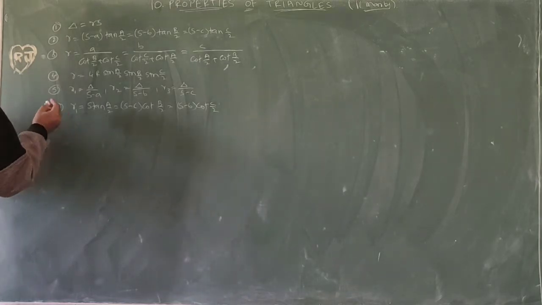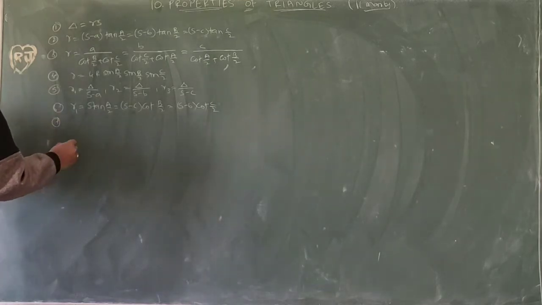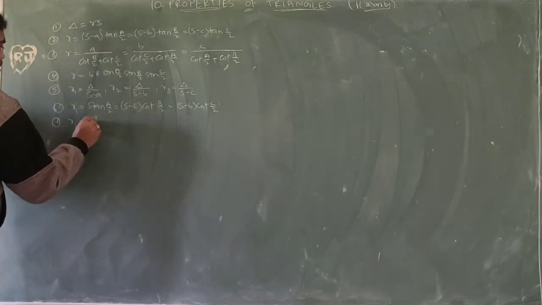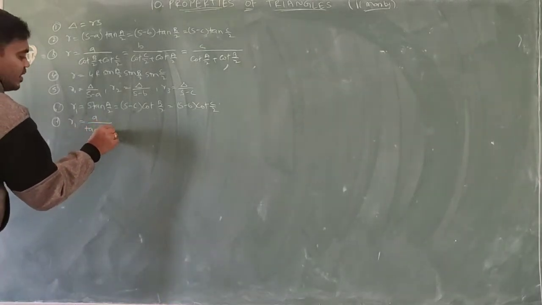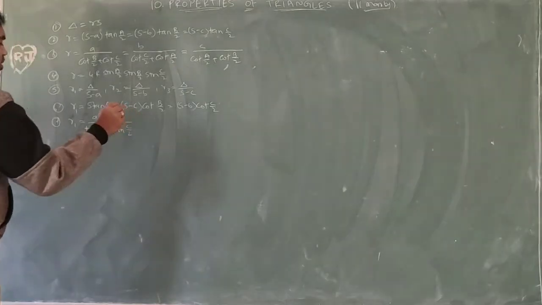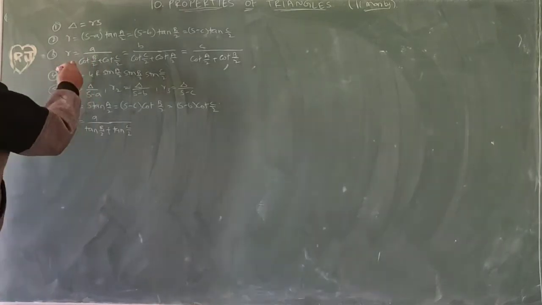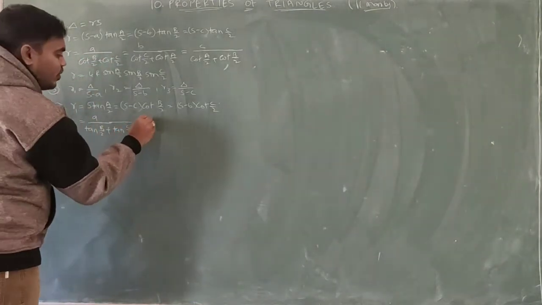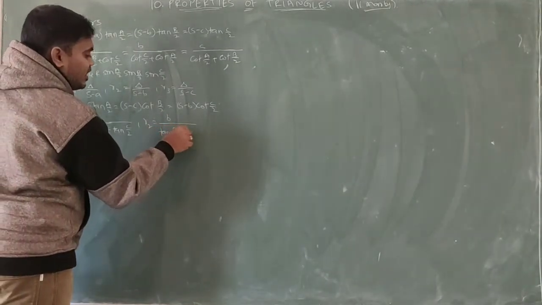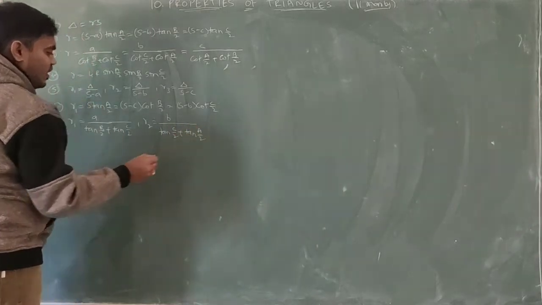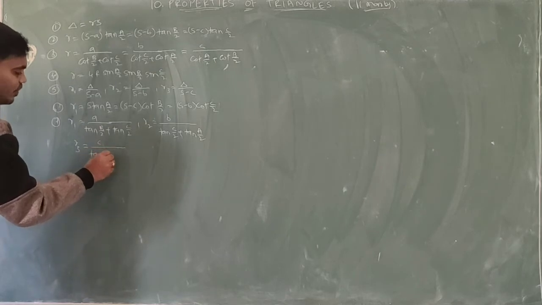So next, third, r1 equal to a by tan b by 2 plus tan c by 2. This is r1. So previously r equal to a by cot b by 2 plus cot c by 2. Other than cot, tan. So r2 equal to b by tan a by 2 plus tan c by 2, and r3 equal to c by tan a by 2 plus tan b by 2.